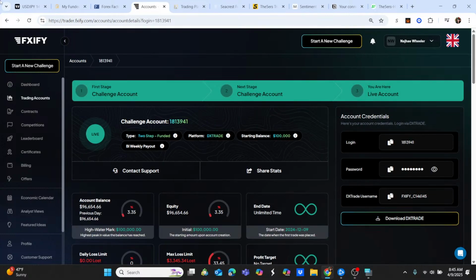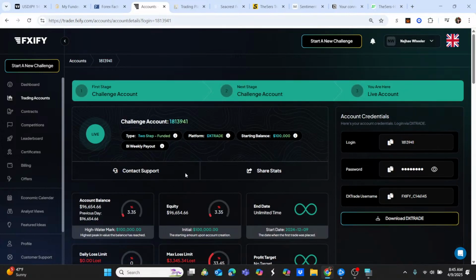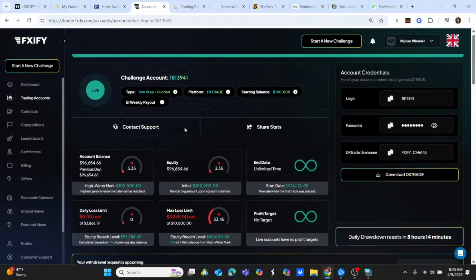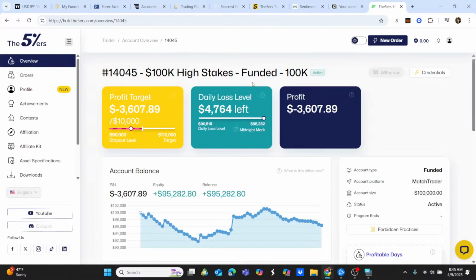You can basically see the drawdown is the same. Still in drawdown. Haven't found much trades. Yeah, we can go here. This is the next account right here. And if I just refresh the page since it was already on it.